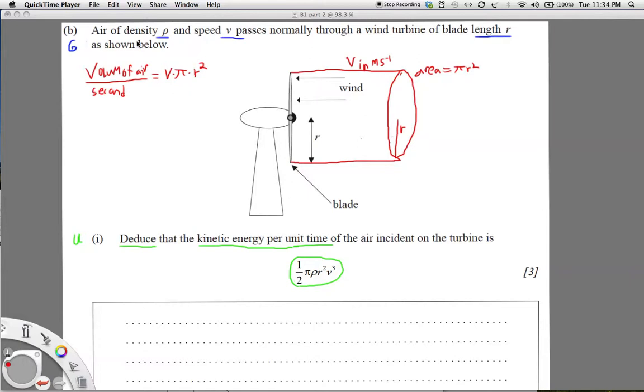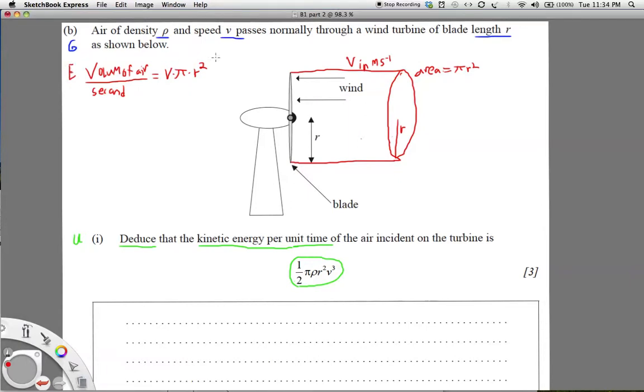So I highlighted the givens in blue here. I highlighted the unknown in green. I have to show that this is actually the kinetic energy per unit of time. All right, so here's my evaluate step.